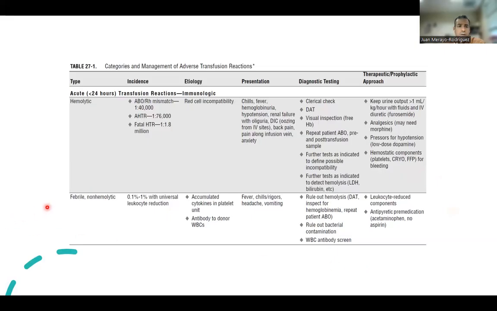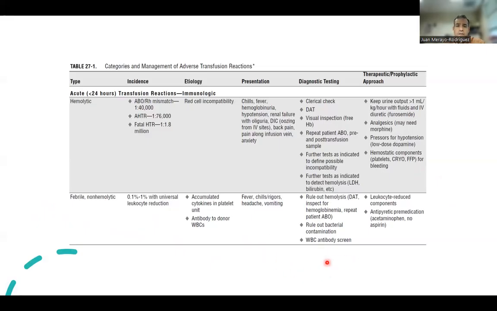Another common one is the febrile non-hemolytic reaction. That could be from 0.1 to 1% after universal leukocyte reduction. The cause is accumulation of cytokines in platelet units or antibody to donor white blood cells. They present with fever and chills or rigors, headache and vomiting.